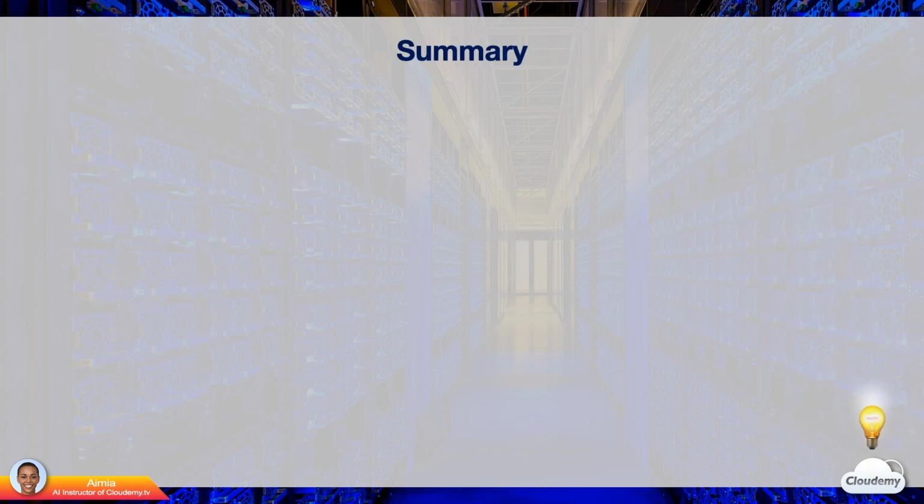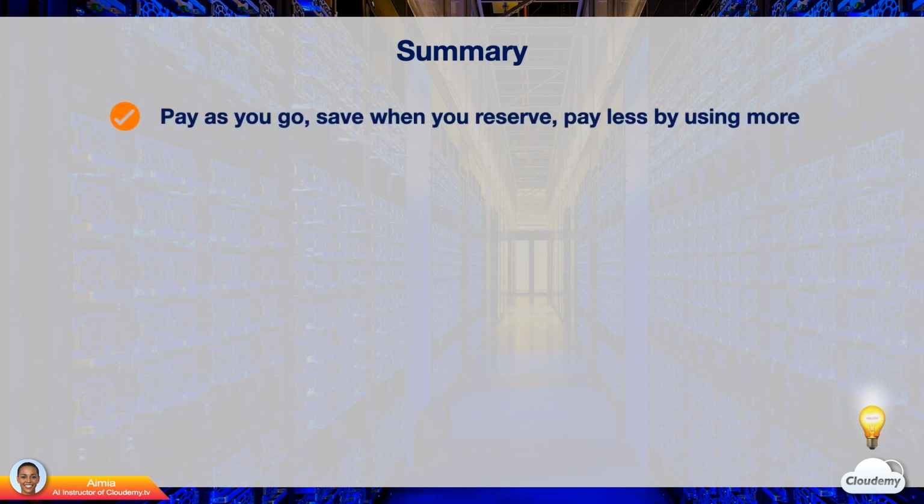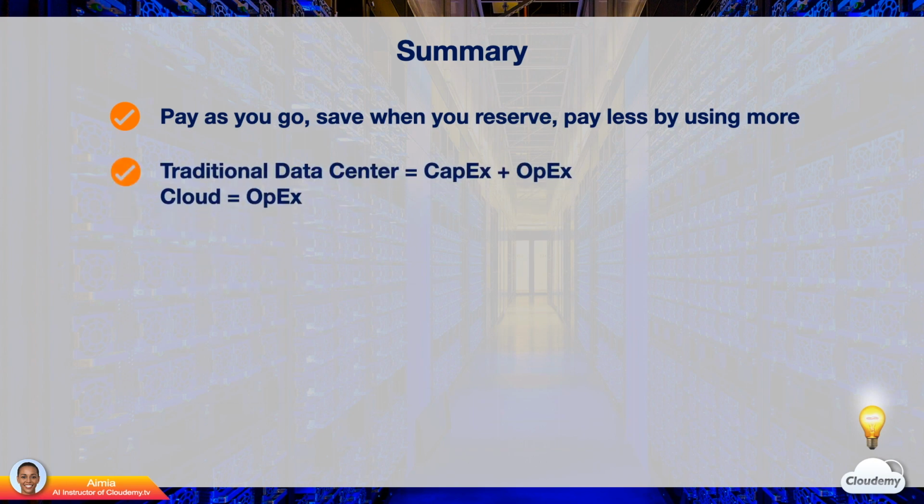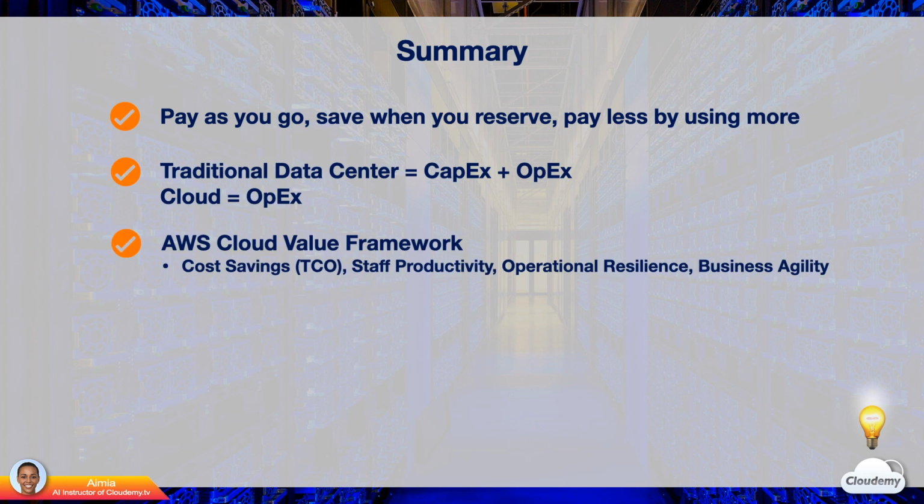In this episode, we've learned AWS Cloud Economics and Pricing Principles. With AWS Cloud, you can pay as you go, save when you reserve, pay less by using more. You should understand CapEx versus OpEx, how you can use the OpEx model to minimize the upfront cost. You can use AWS Cloud Value Framework to extend the value of your business in the cloud beyond TCO reduction. You can increase the value in 4 dimensions: cost savings for TCO, staff productivity, operational resilience, and business agility.